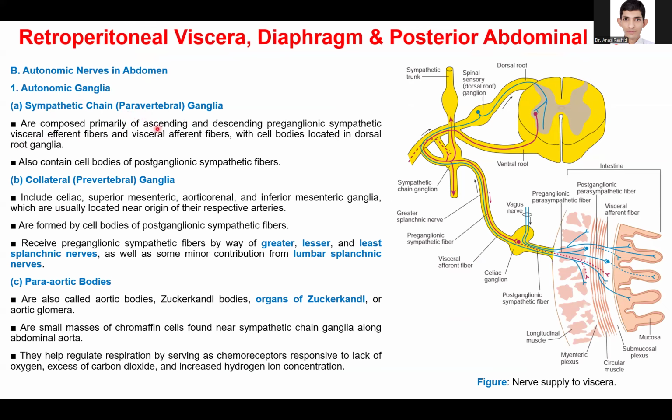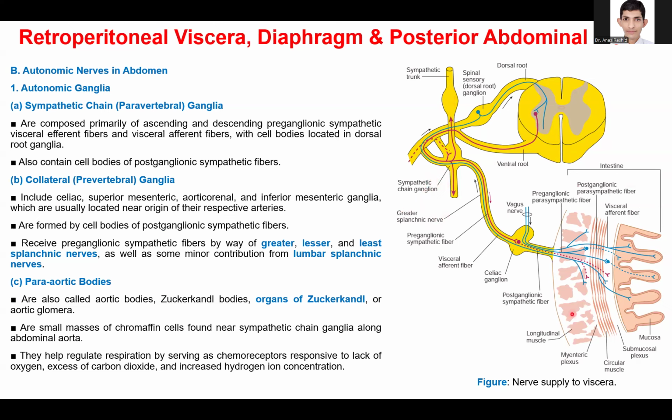Then we have autonomic nerves in the abdomen, that is, autonomic ganglia. The sympathetic chain, that is, the paravertebral ganglia, is composed primarily of ascending and descending preganglionic sympathetic visceral efferent fibers and visceral afferent fibers whose cell bodies are located in the dorsal root ganglia. We can see that we have the dorsal root, the ventral root, the sympathetic trunk, and we can see the sympathetic chain ganglion, greater splanchnic nerve, and others.